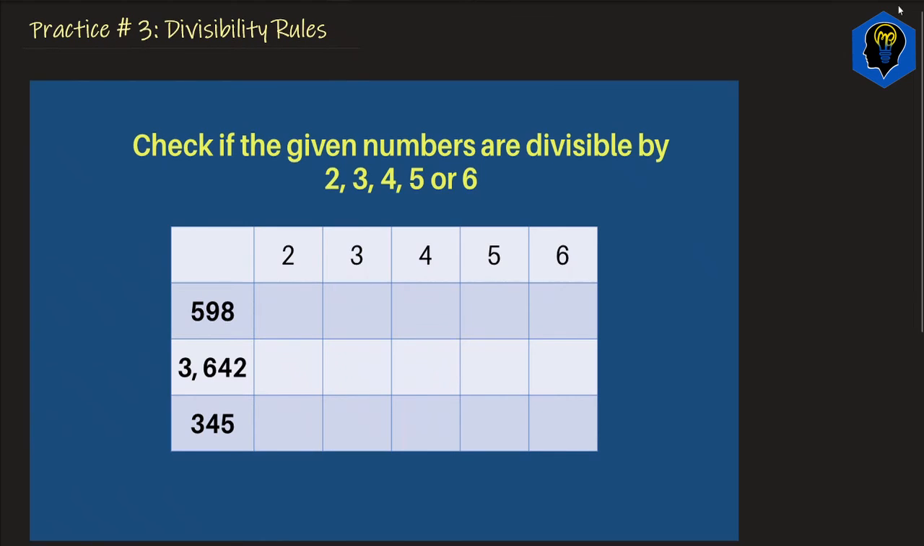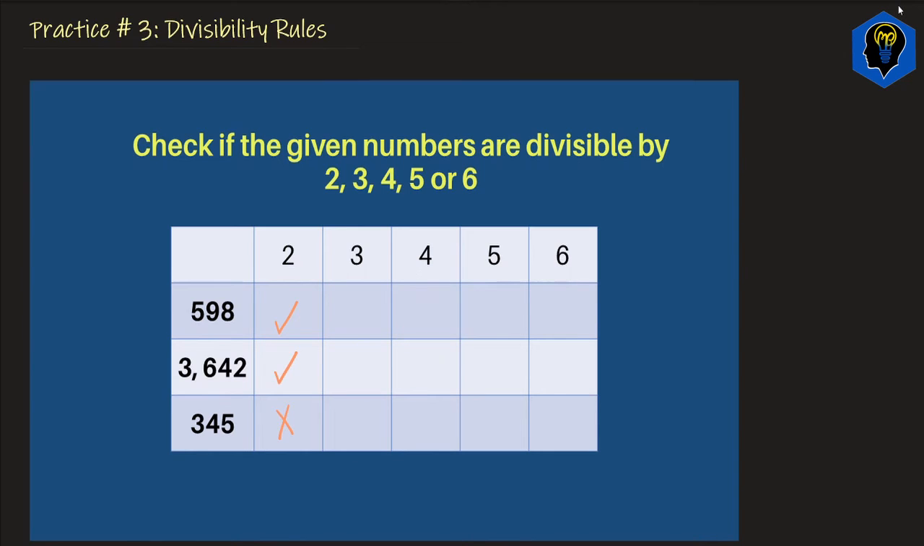So, let us proceed with the practice for this lesson. Okay? So, 598 is the given number. Let us check if the given numbers are divisible by 2, 3, 4, 5, or 6. So, what is the rule for divisibility for 2? Again, the number should be even. So, 598, yes, it's divisible by 2. 3,642, yes, is divisible by 2. And the last one, 345, is not divisible by 2 because it is an odd number.